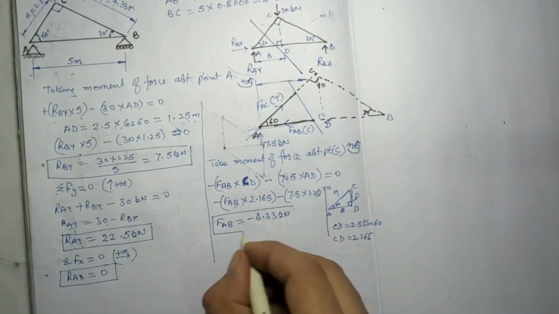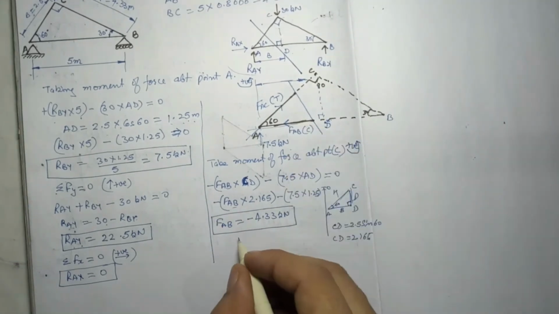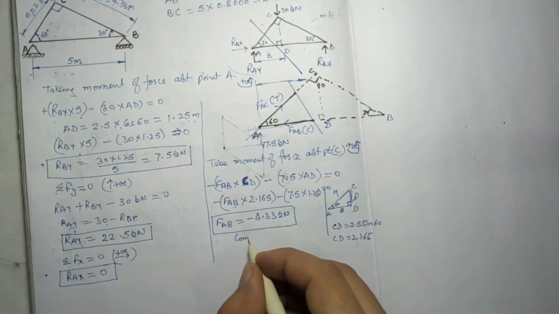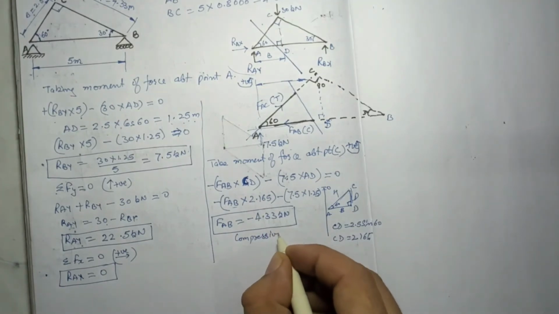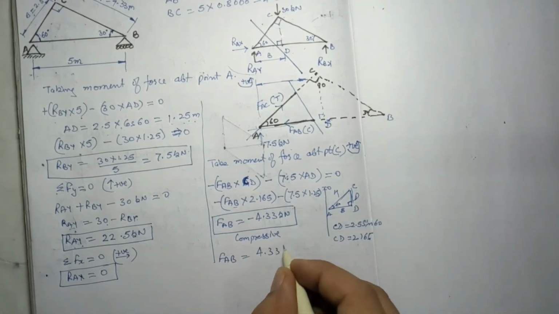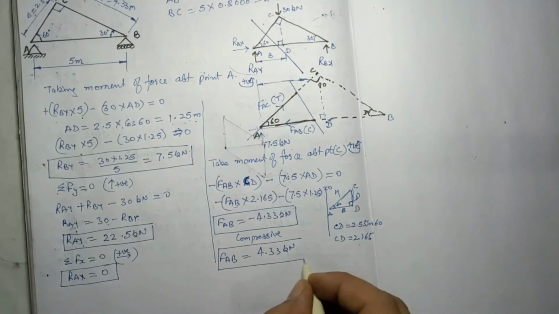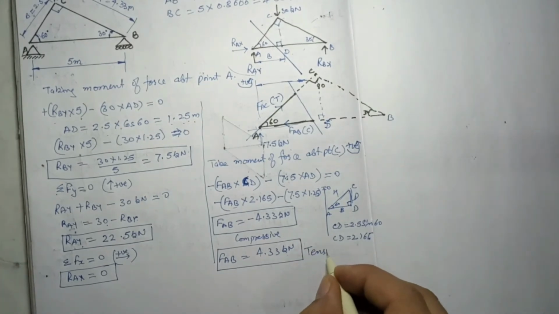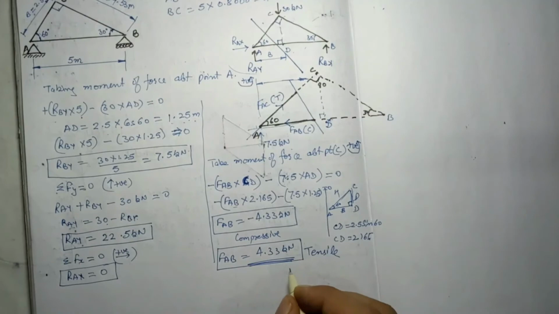So the minus value is showing that the assumed direction for FAB, that is compressive, is wrong. But if I have to take the positive force, I can say FAB is equal to 4.33 kilonewton, but the nature of force will be reversed. So what is that? That is tensile. So we will take the positive value, tensile.